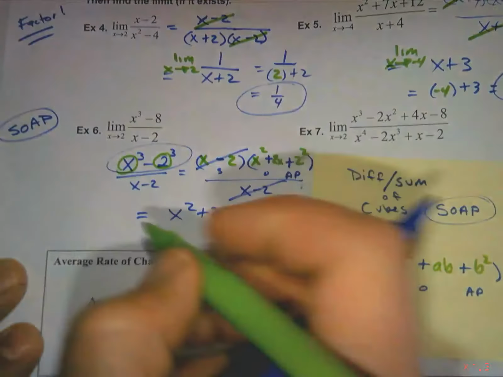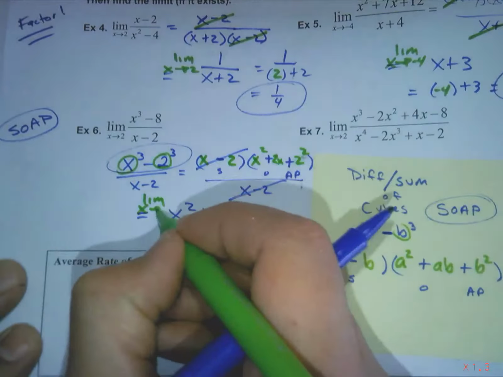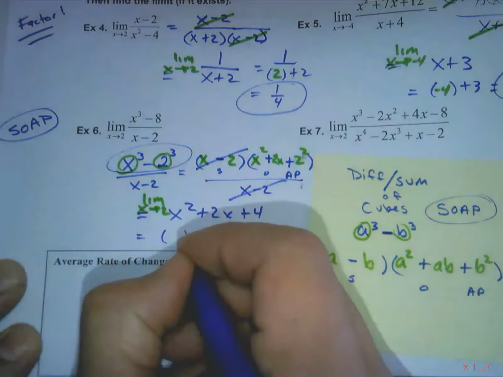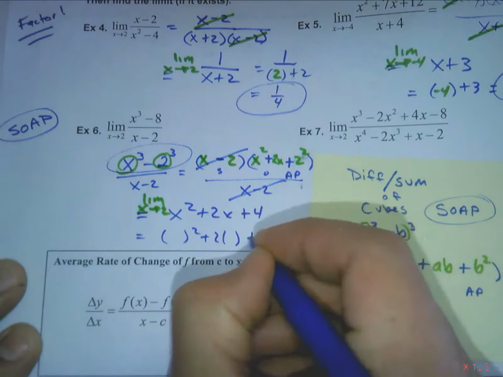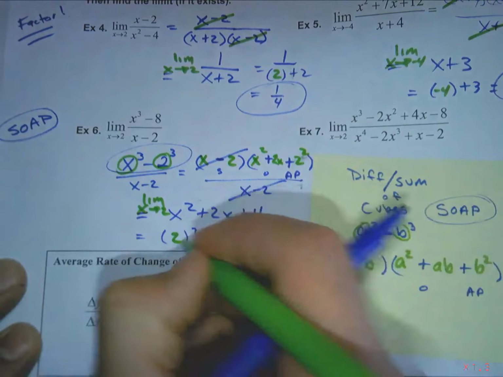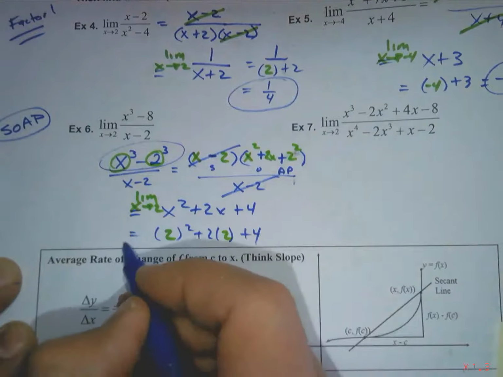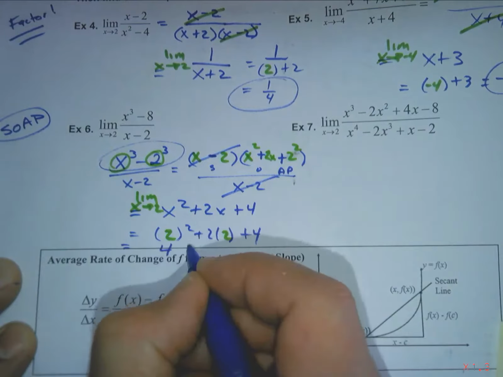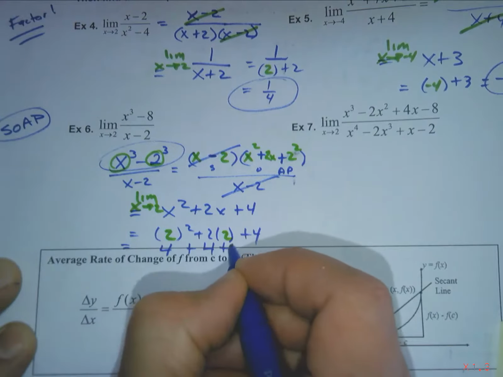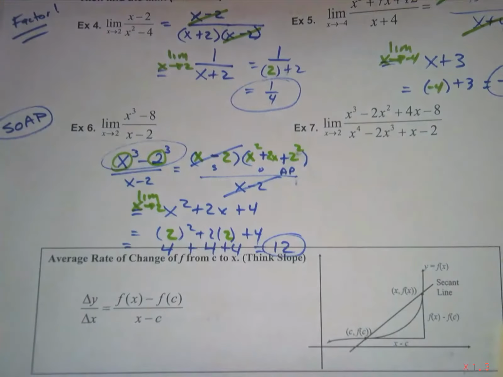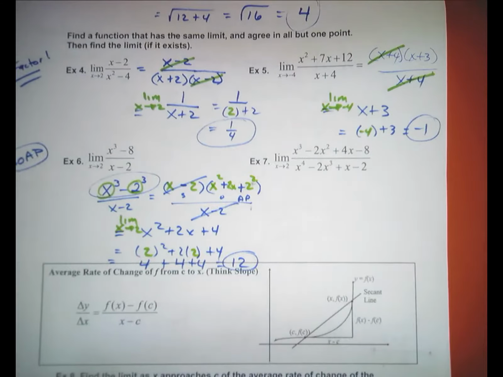Now I can find that limit as x approaches 2. I can plug in 2. I simplify, I'm going to write right underneath 2 squared is 4. 2 times 2 is 4, plus 4, 4 plus 4 plus 4 is 12. And that's it.